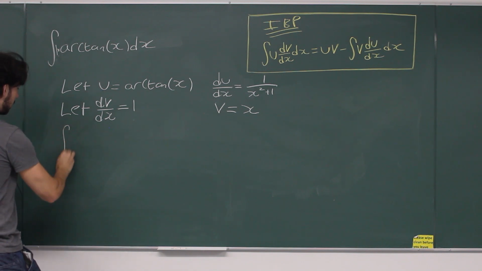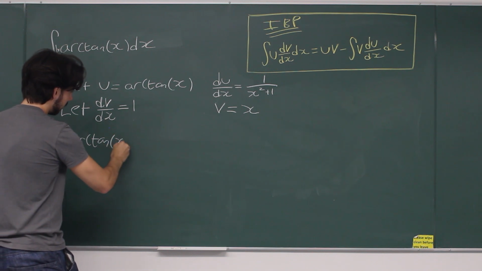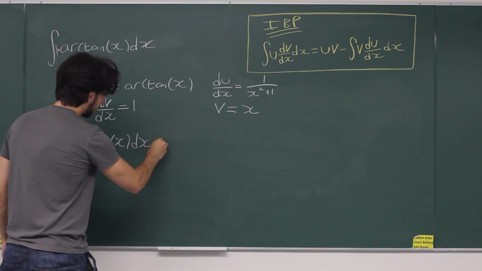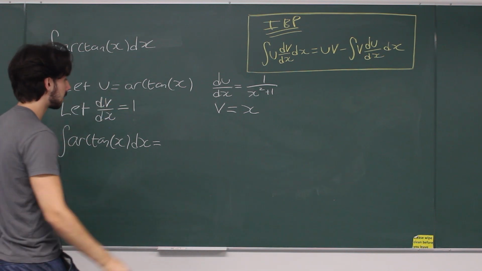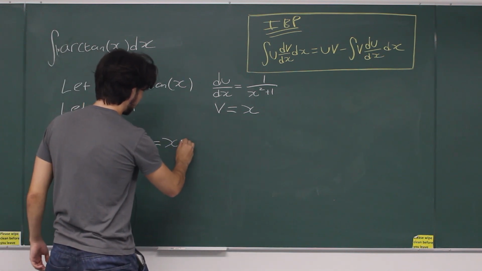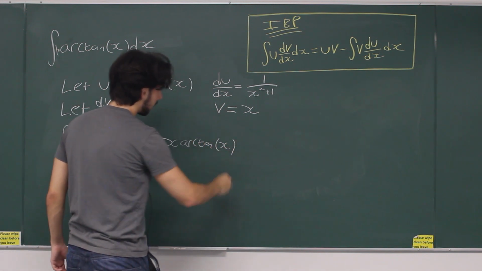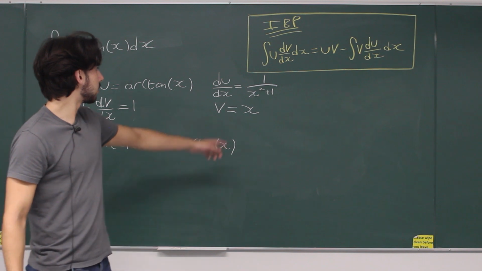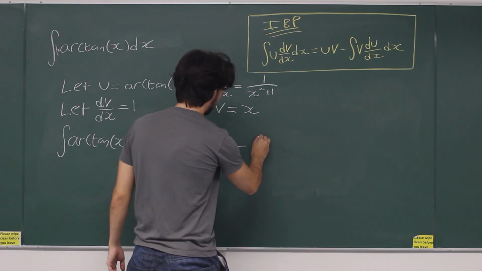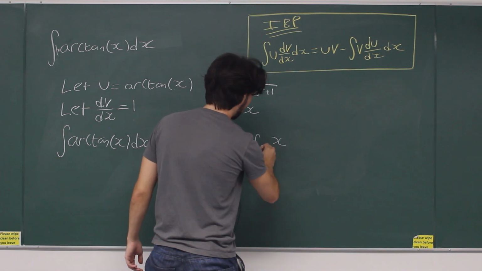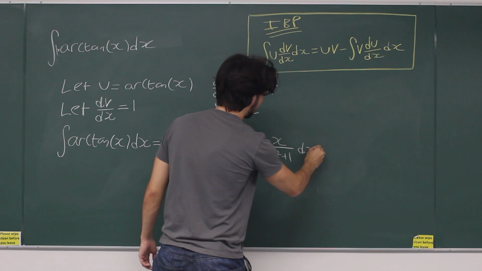So we know that the integral of arctan x with respect to x is going to be uv. So u is arctan x, v is x. So I'm going to write that as x arctan x. And then we're going to take away the integral of v times du dx, which I'm going to write as x over x squared plus 1 dx.